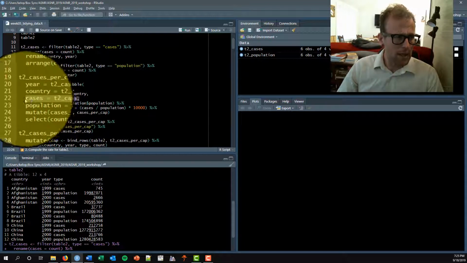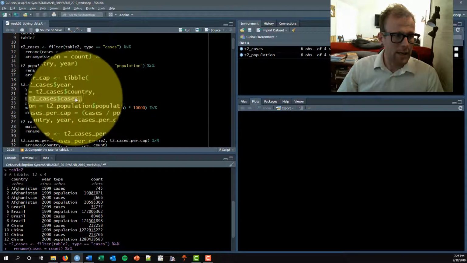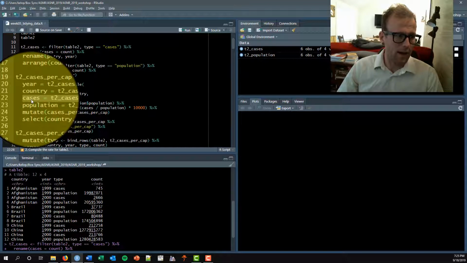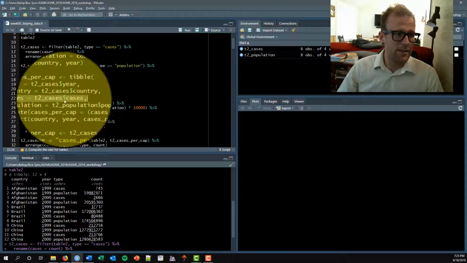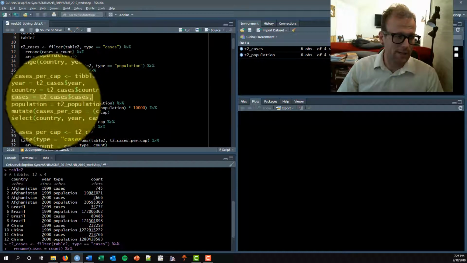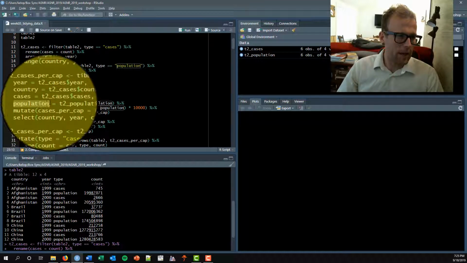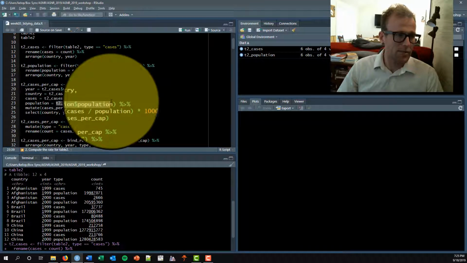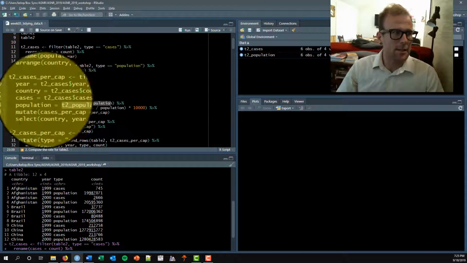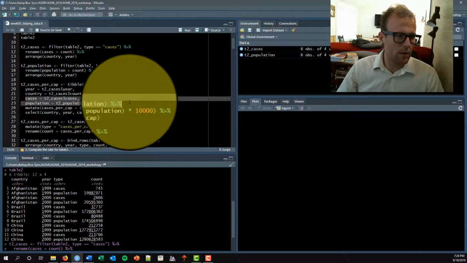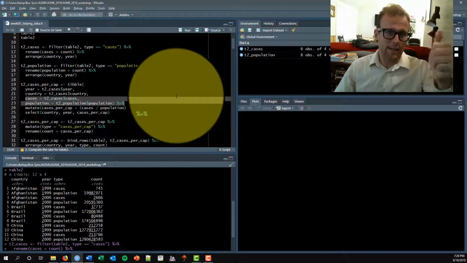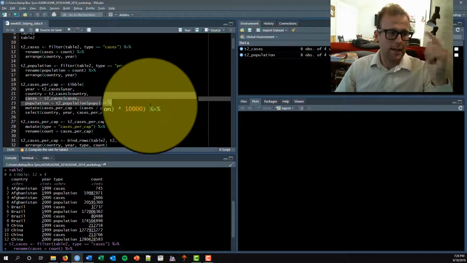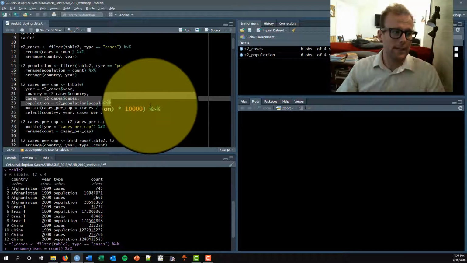A variable called country, I'll pull together the country variable from T2 cases. I'm going to have a case column, which is going to be the cases column from the T2 cases data set. And I'm going to make a population column, which is the population column from the T2 population data set. Okay, so these are really the 2 critical lines of code. I'm taking the cases column from one data set, and the population column from the other, and then I'm going to put them together into my new data set.